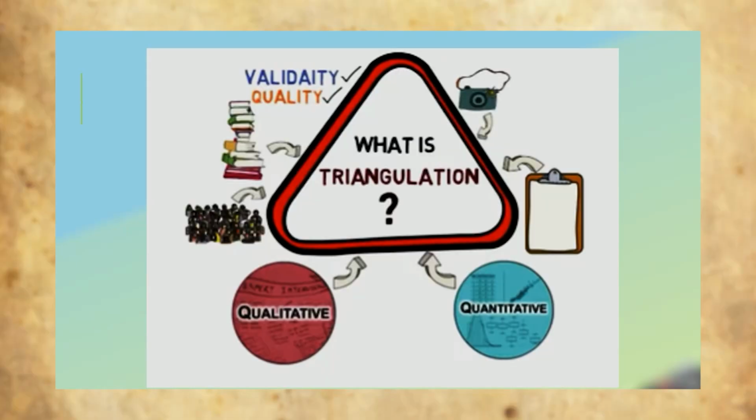the triangulation comes. Now, what is triangulation? It is the use of multiple methods or multiple data sources in qualitative research as well as quantitative research to develop a comprehensive understanding of the phenomena. Thus, triangulation is used to increase the validity and ensure the quality of the study.